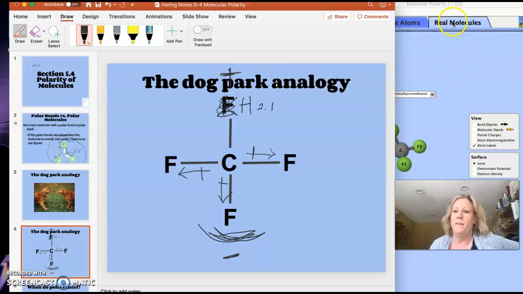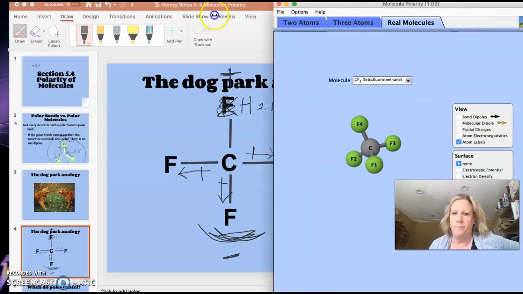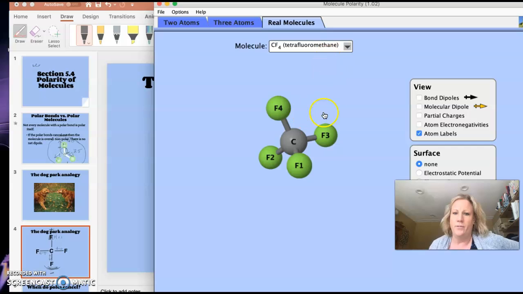Let me show you with the PhET. This is that first example with carbon and the 4 fluorines. I'm going to put in the bond dipoles, because those are the arrows between the carbon and each of the fluorines, and they're always pointing towards the fluorine because that has the higher electronegativity.